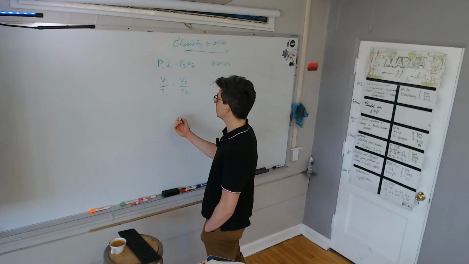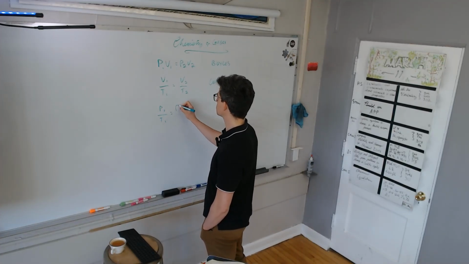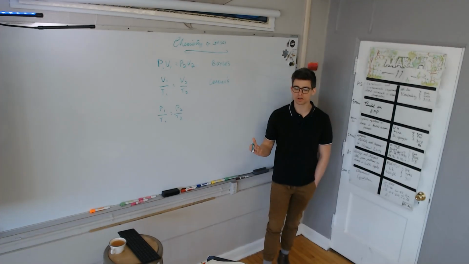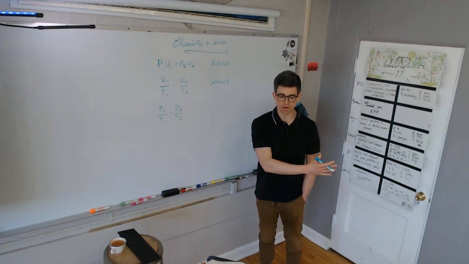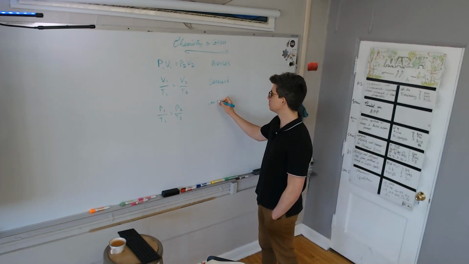And then the final one is Gay-Lussac's law, which is pressure 1 over temperature 1 equals pressure 2 over temperature 2. And this one, as the pressure is increased, temperature increases. Both of these two are directly proportional.